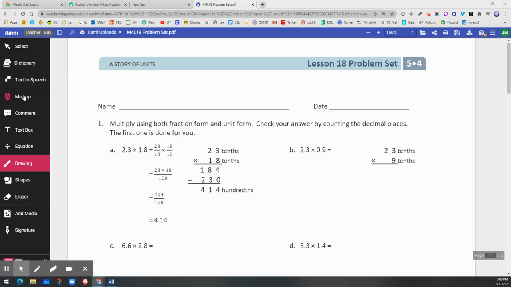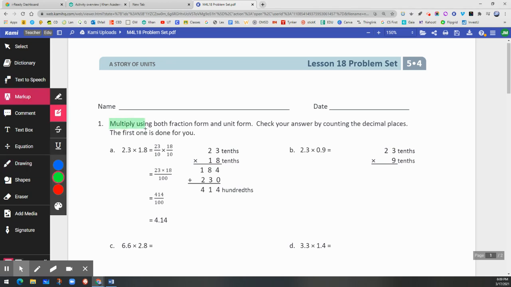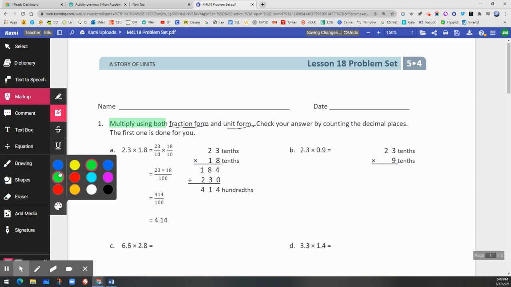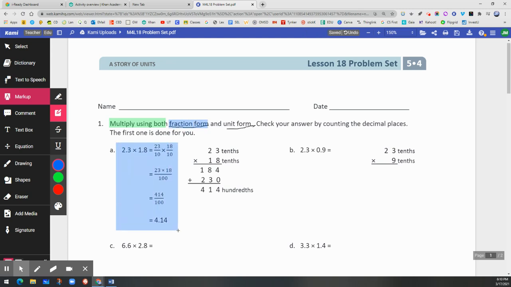So here we go. We're going to start by reading the instructions. Multiply using both fraction form and unit form. Okay, so that's a mouthful. And if you don't get it, here's what happens. The fraction form is going to be this model here. And the unit form is this form right here with the algorithm.